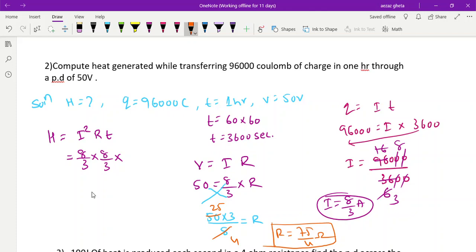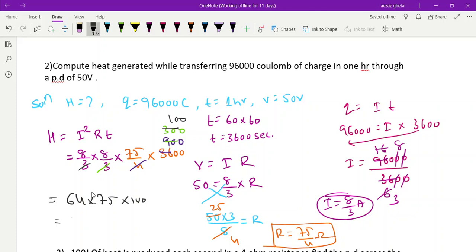I is 8 by 3, resistance is 75 by 4 and time is 3600. 4 ones are 4, 4 nines are 36. Then 3 ones are 3, 3 threes are 9. Again, 3 ones are 3 and 00. 8 8s are 64, 75, 100. Just multiply 64 into 75. How much you will get? 64 into 75, you will get 4800. These 2 zeros should be added. So this much joule of heat is generated.